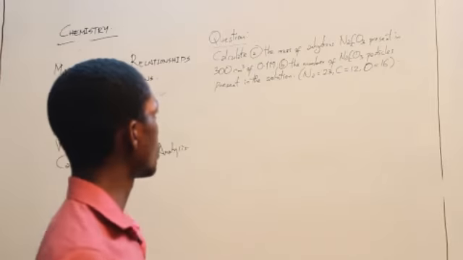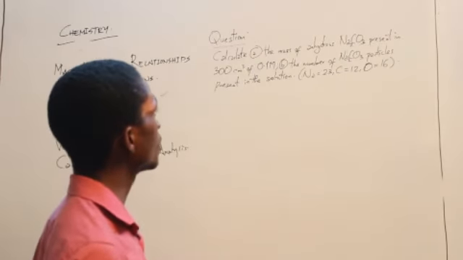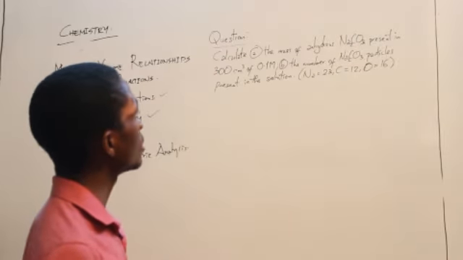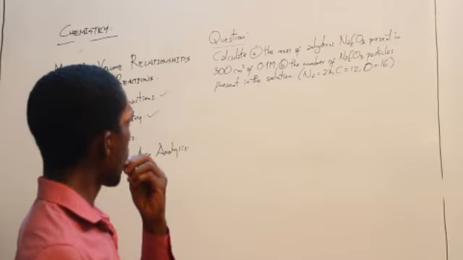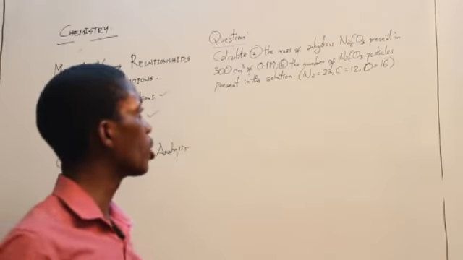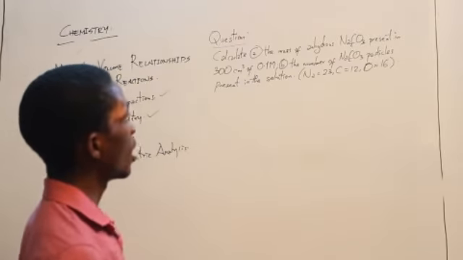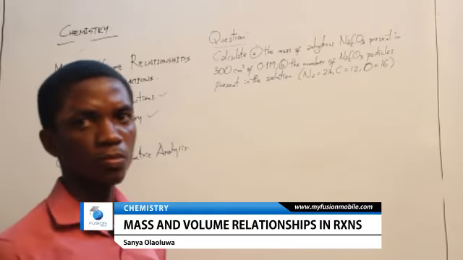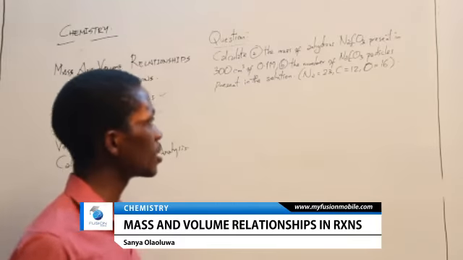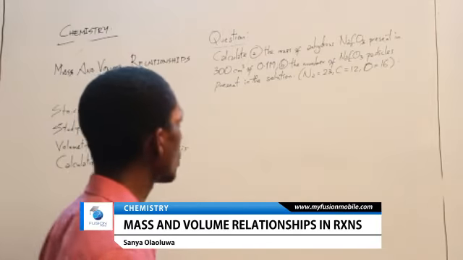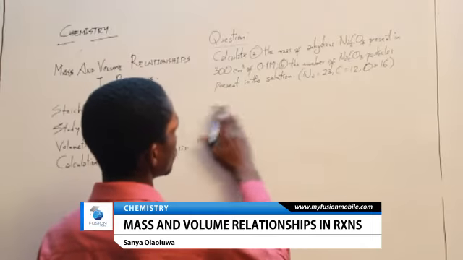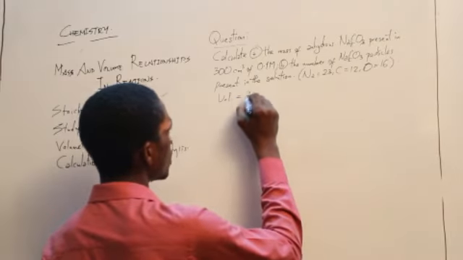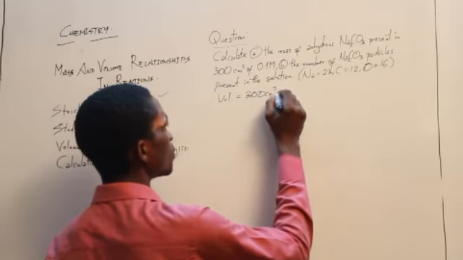Alright, let's take this question. The question says, calculate the mass of anhydrous sodium trioxocarbonate IV present in 300 cm cube of 0.1 molar of a substance. Also, we should calculate the number of the particles present in the solution. Well, for me, the first thing to take out is our parameters. What are the parameters we have? We have the volume. Our volume is given as 300 cm cube.